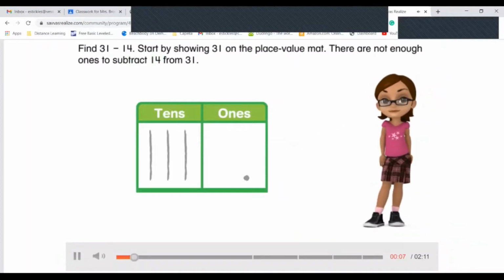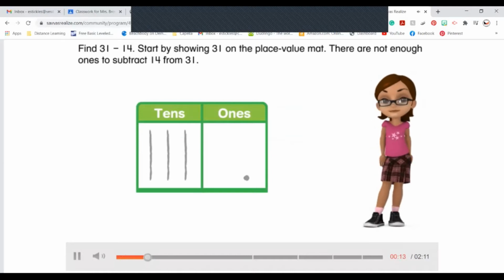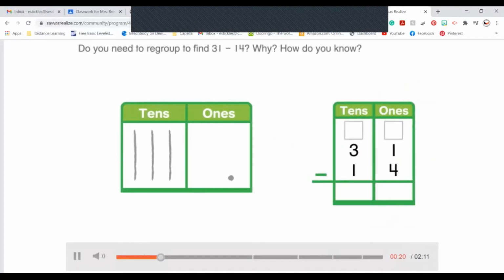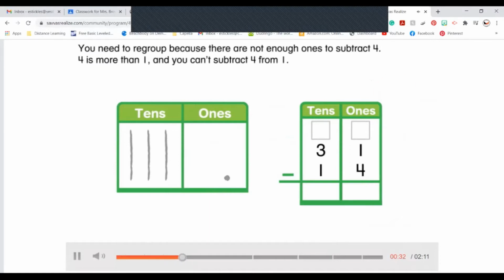Find 31 minus 14. Start by showing 31 on the place value mat. There are not enough ones to subtract 14 from 31. Do you need to regroup to find 31 minus 14? Why? How do you know? You need to regroup because there are not enough ones to subtract 4. 4 is more than 1, and you can't subtract 4 from 1.